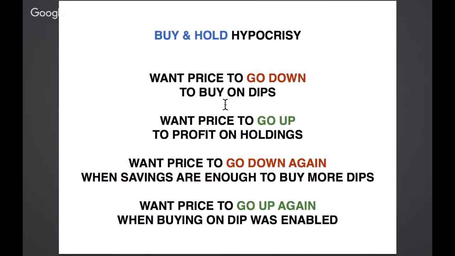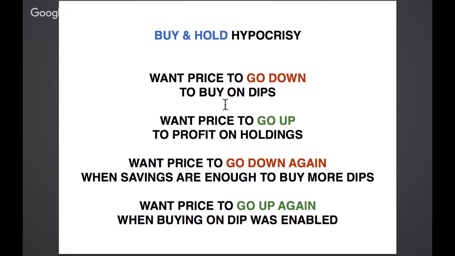This is the hypocrisy I wanted to talk about. A buy and hold buyer wants the price to go down so they can buy it on dips. But then they want the price to go up because they also want to profit. That's why they bought some in the first place. Then they want the price to go down again when they have enough dollars saved up somewhere else through their jobs or whatever in order to buy more. And then they want it to go up again because they want the portion that they recently bought to show a profit as quickly as possible.